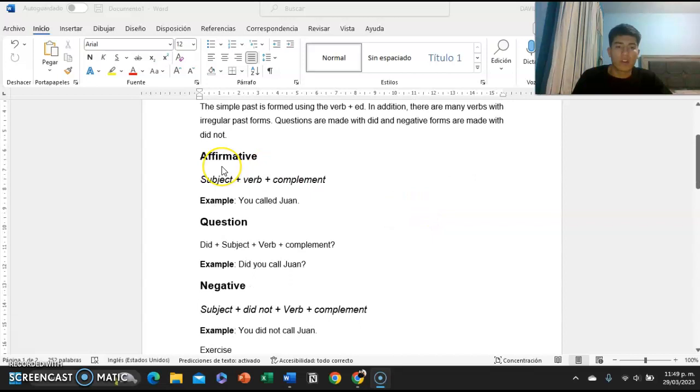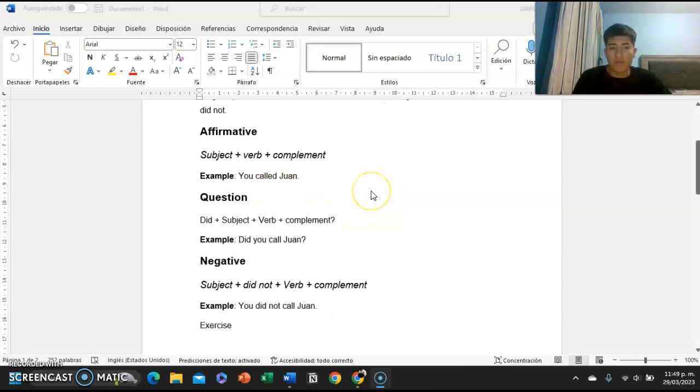For example, the first is affirmative, and the structure is subject plus verb plus complement. The example is: you called Juan. The other is the question. The structure is the verb did plus subject plus verb plus complement and the question mark. Example: did you call Juan?